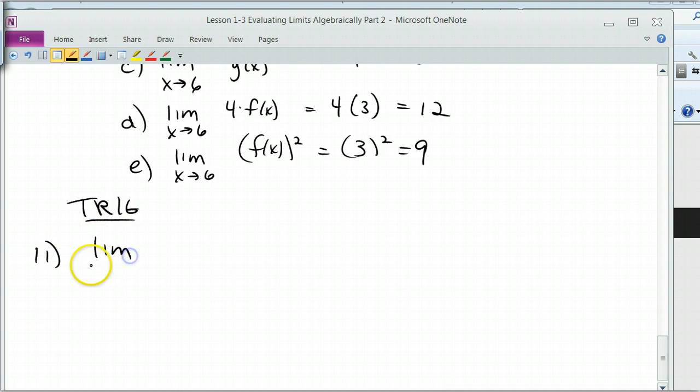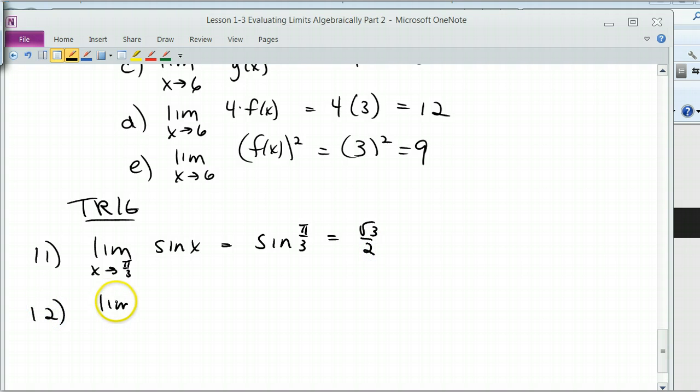The limit as x goes to pi over 3 of the sine of x. Substitution. We have the sine of pi over 3. Time to remember your triangles. What's the sine of pi over 3? Draw a right triangle. Sine is opposite over hypotenuse. Root 3 over 2.